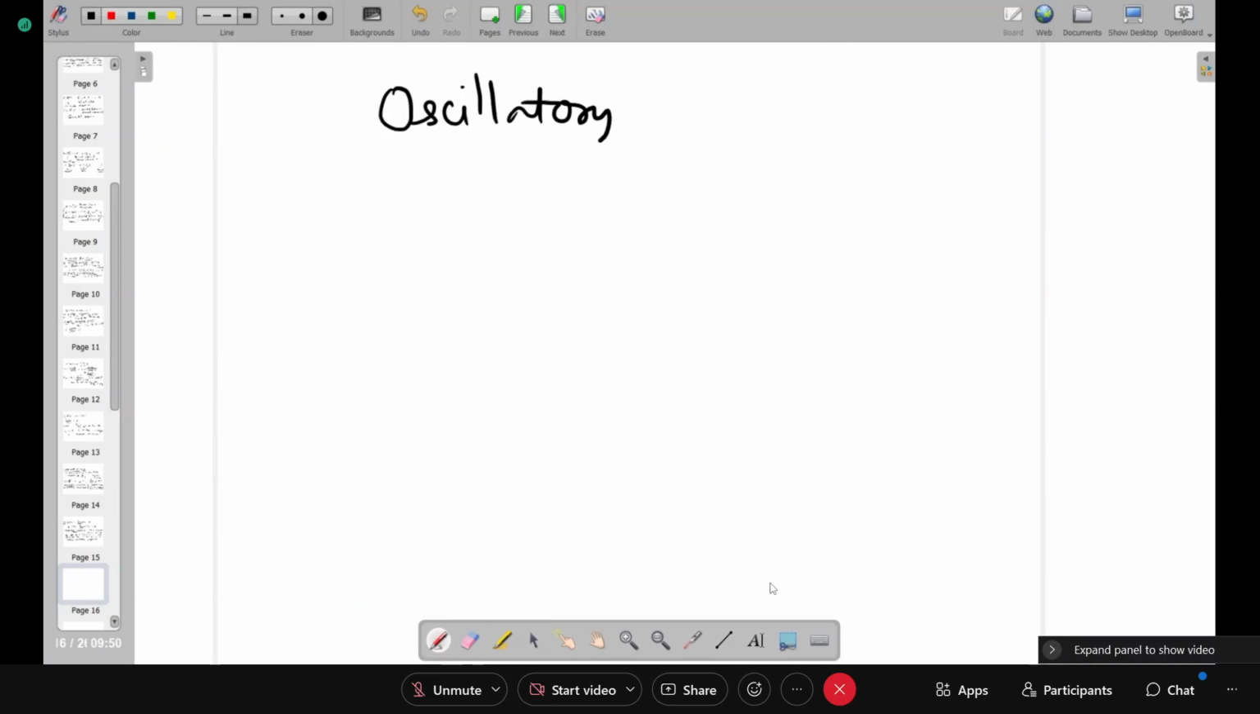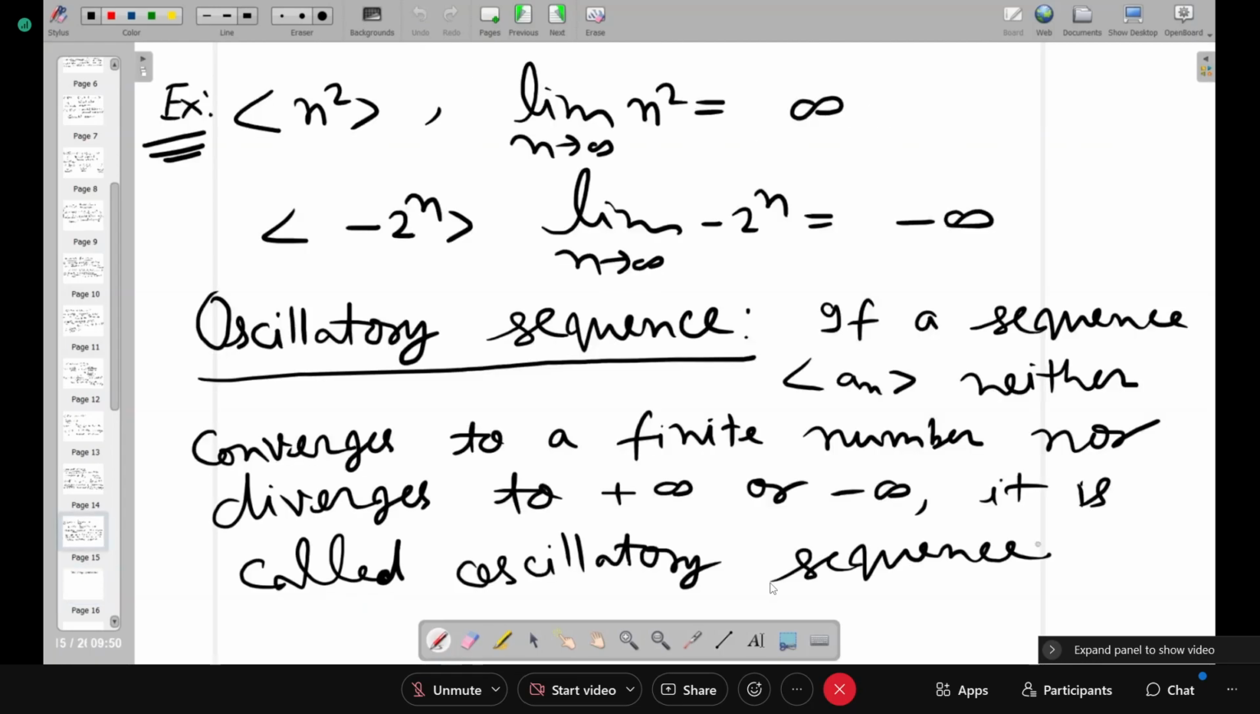Sir, please show the previous slide. Yes, 1 minute. Sir, that means limit n tends to infinity does not equal to 0 and infinity, no?